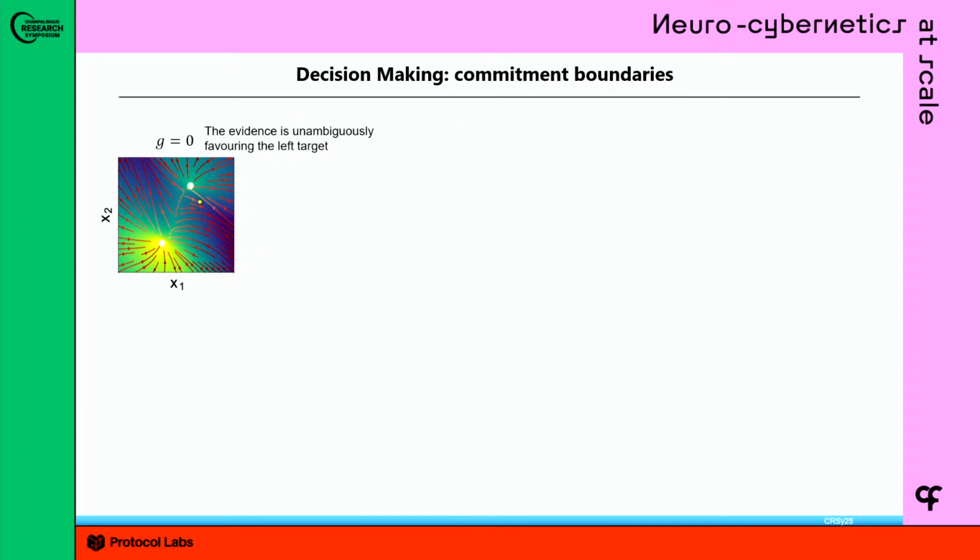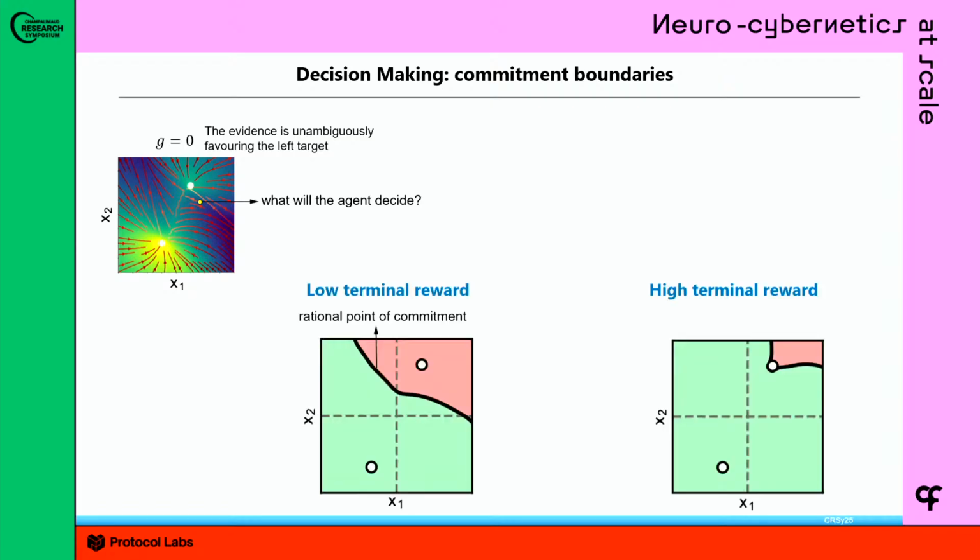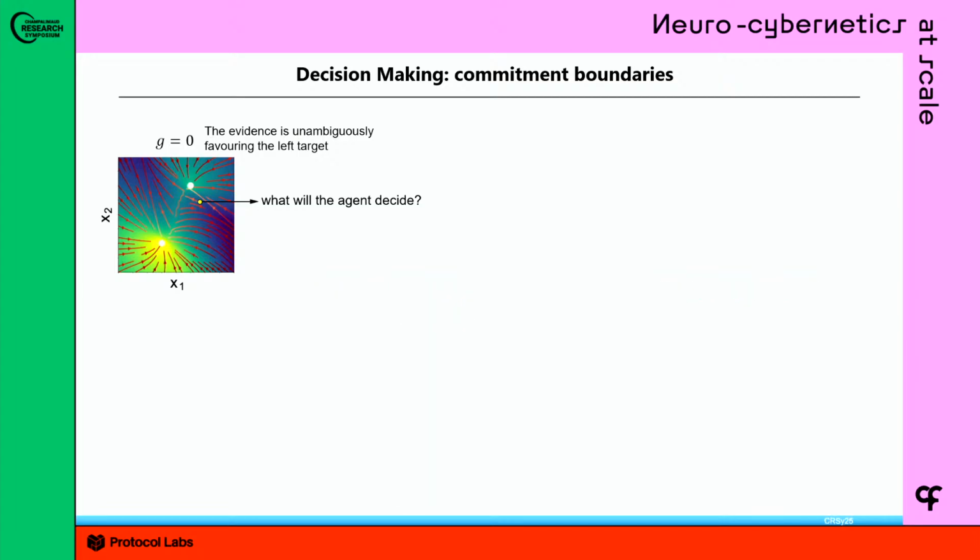Finally, we can ask ourselves, even if the action space is continuous, if the system develops a non-trivial notion of categorical commitment. In order to do that, let's focus on what happens for extreme values of belief. For instance, belief 0, which means that the evidence favors unambiguously the left target. So what would the agent decide if it were to be here? Sorry, here. It's very close to this target.